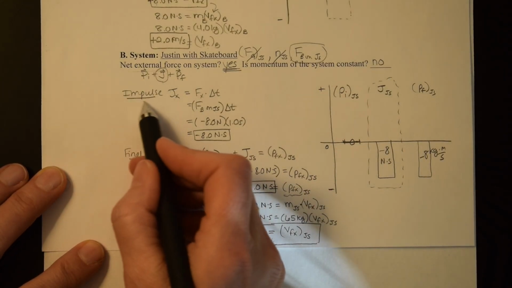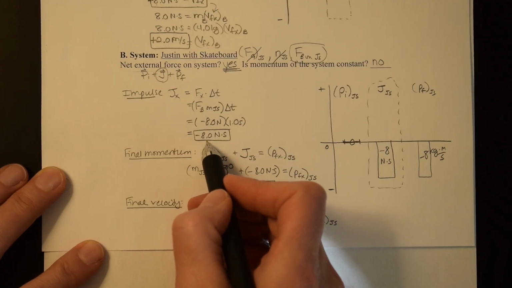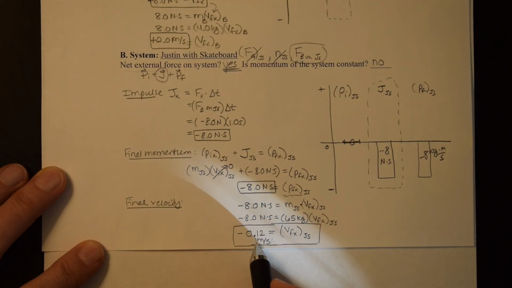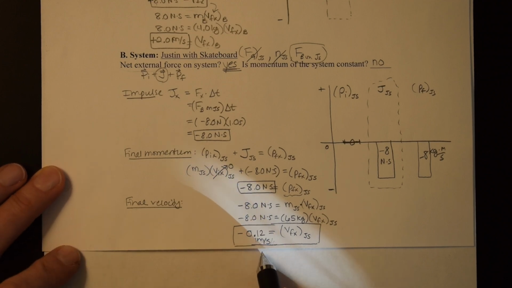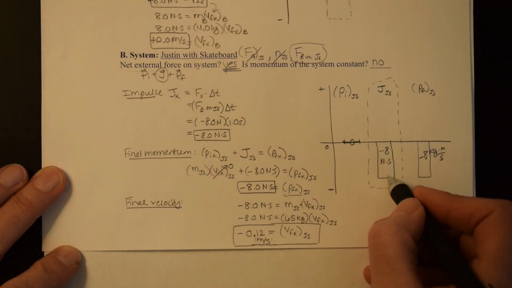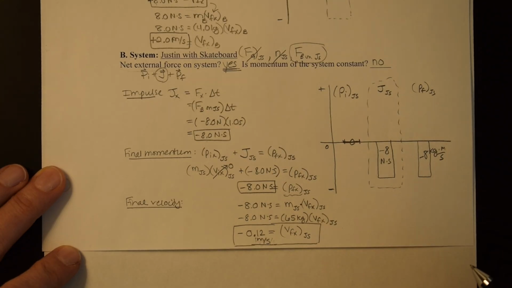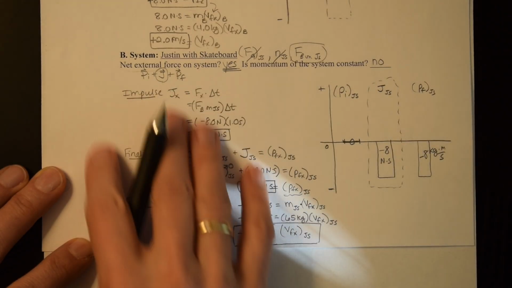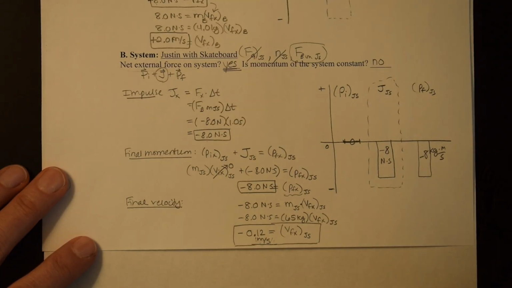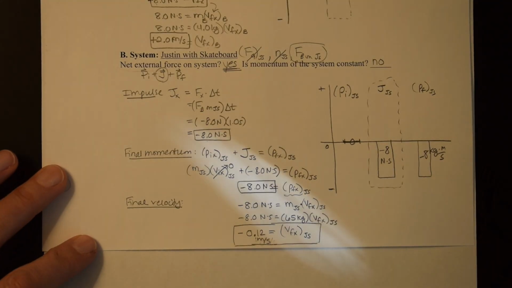Check your work to see that you found an impulse of -8 newton seconds, a final momentum of -8 newton seconds or kilogram meters per second, and a final velocity of -0.12 meters per second. Your bar chart should show an initial momentum of 0, an impulse of -8 newton seconds, and a final momentum of -8 kilogram meters per second. If you have questions on any of this and would like to see this part worked out in detail, that is provided at the end of this lesson video.